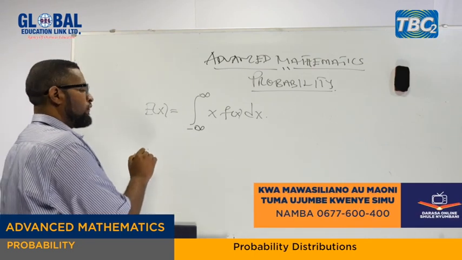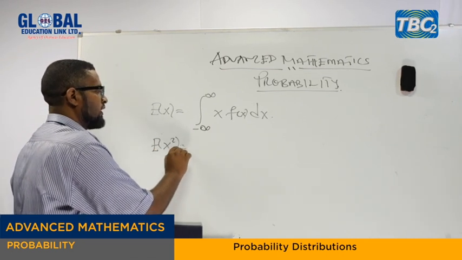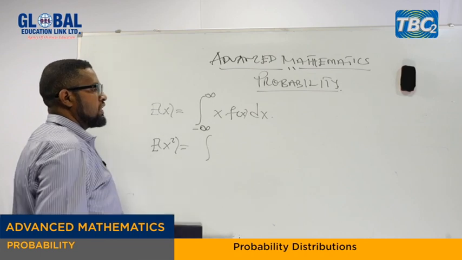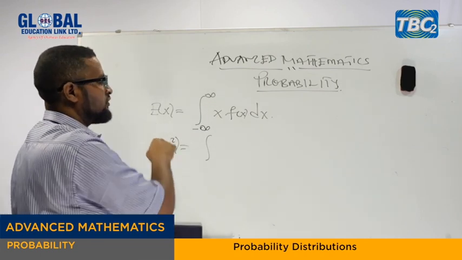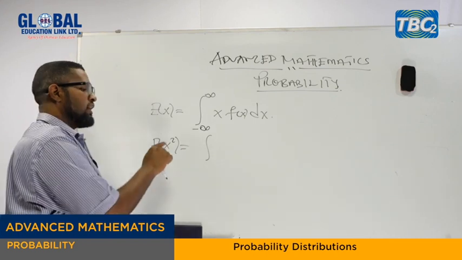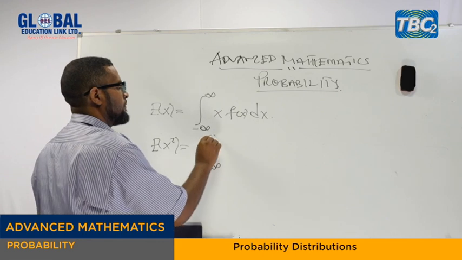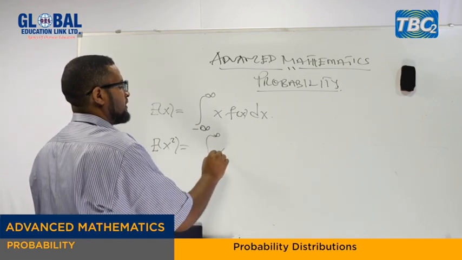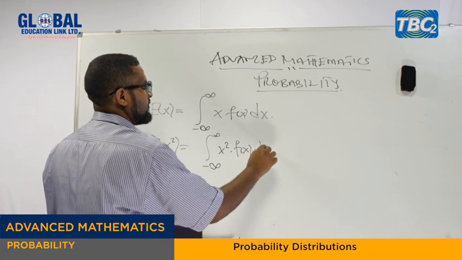Also, you may be asked to find, again, the expectation of the variable now squared. What changes here is the variable. In the first formula, the variable is only x, but here the variable is x squared. Again, you integrate from negative infinity to positive infinity. Now the function, x squared dx.